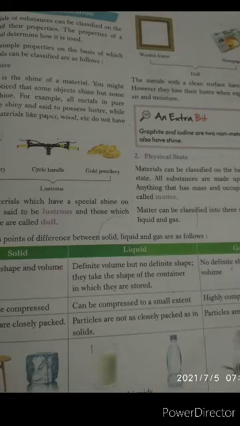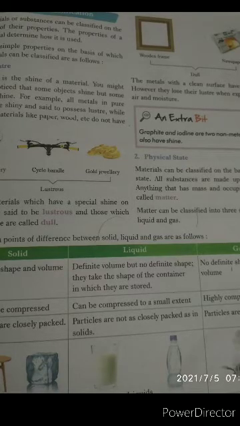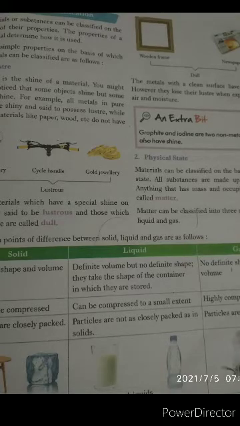What do you mean by lustrous? The materials which have a special shine on them are said to be lustrous, and those which lack luster are called dull. Materials which have less luster, which lack luster, are called dull.